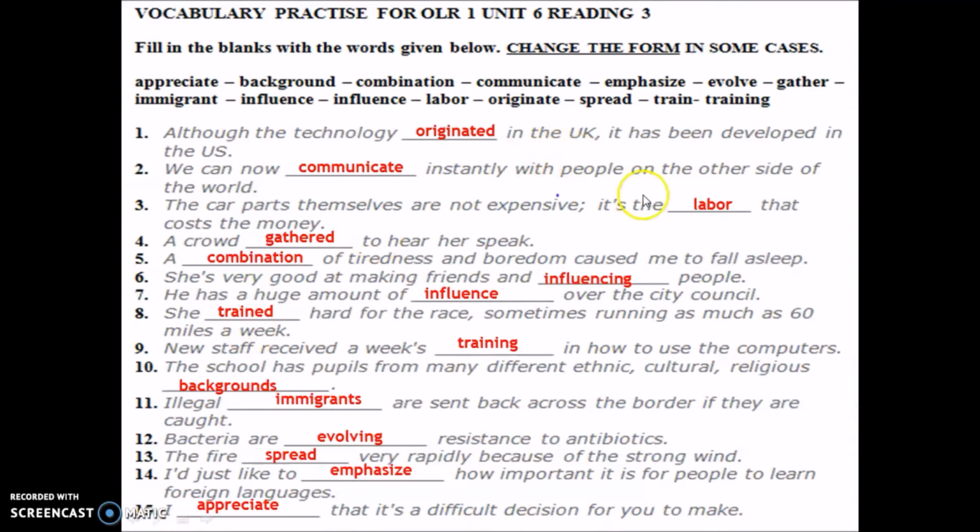Here are the answers, guys. In some cases, as you see, you might need to use the infinitive form. However, in some cases, you just need to use the gerund form, just like here, good at doing something, like influencing. And bacteria are evolving, present continuous, as you see. Illegal immigrants as a plural form. So please be careful with that, as I told you before.